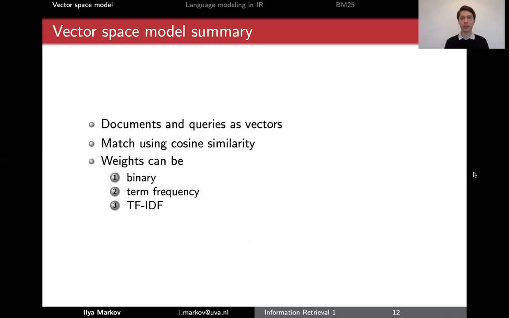So in summary, in this first approach, though very simple, you'll see how effective it can be when you build on top of it. Documents and queries are represented as vectors, and they're matched using cosine similarity, obviously. Now, as for the weights of these vectors, you can use binary weights, not so effective. Term frequency is a bit more effective, but the most effective type of weight is TF-IDF.